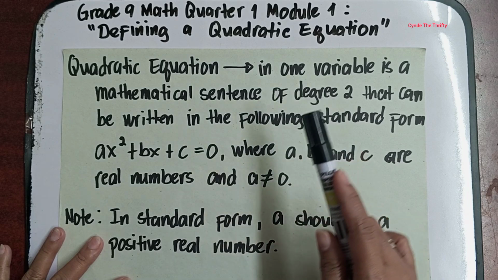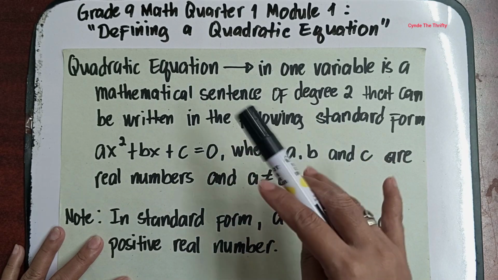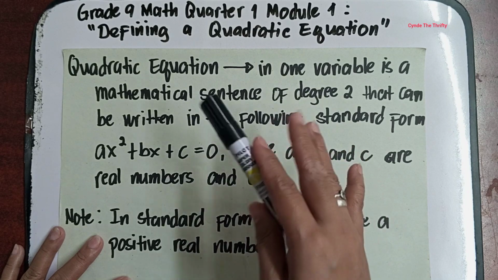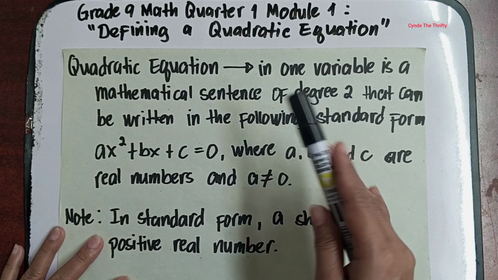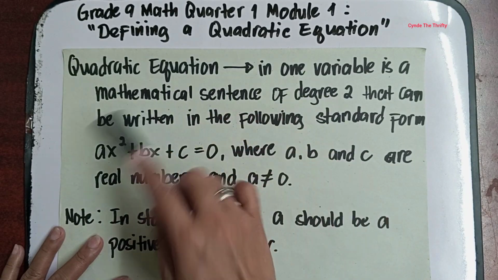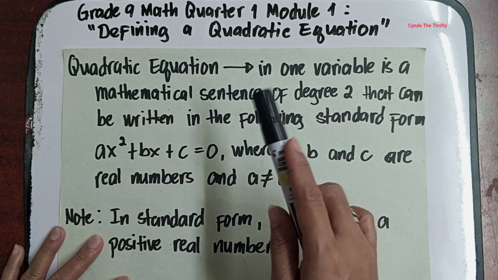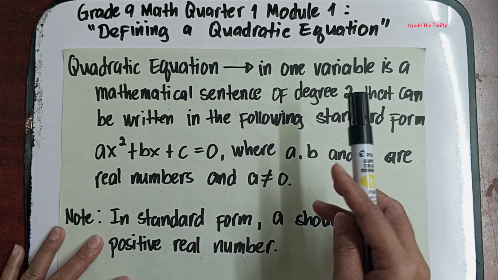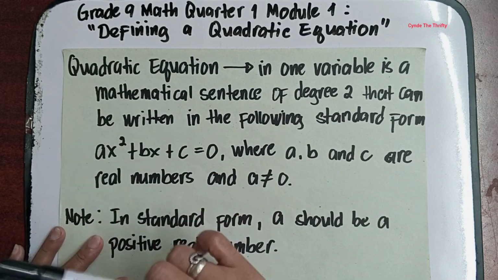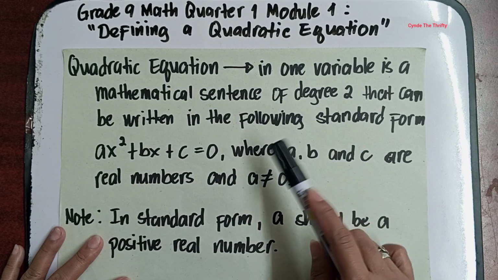Kapag sinabi mong mathematical sentence, ibig sabihin yan is meron siyang equal sign. Complete siya. Kung sa English language yan siya, kapag sinabi mong sentence, complete ang kanyang thought. Kapag sinabi mong phrase, hindi kompleto ang kanyang thought. While sa math naman, kapag sinabi mo namang mathematical sentence, complete ang kanyang thought or meron siyang equal sign. Kapag sinabi mo naman na mathematical phrase, wala siyang equal sign. Okay, so tandaan natin yun ha. Mathematical sentence, meaning meron siyang equal sign or complete siya.